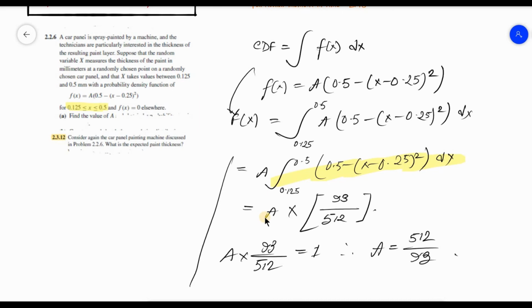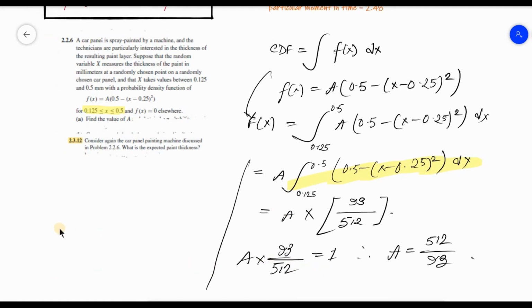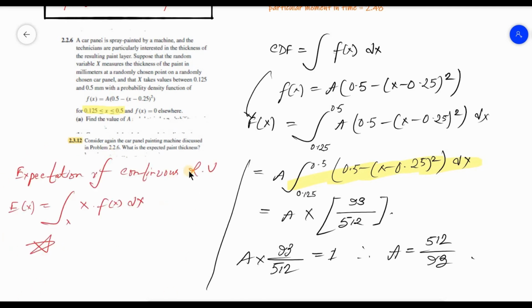Alright, now we can determine the expected paint thickness. Before that, let me write down the formula for expectation. So this is the formula that we can use to determine the expectation of a continuous random variable. E of x is equal to the integration of x times f of x. So we just have to multiply the variable x with this given expression to determine the expectation.